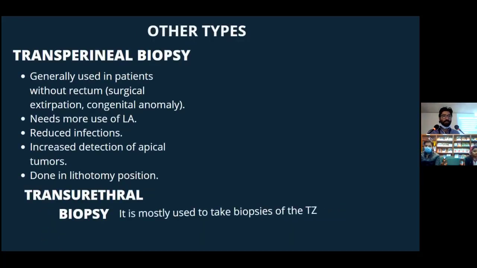The other types include the transperineal biopsy, used in patients without a rectum who underwent surgical extirpation, or who have a congenital anomaly. It requires more use of local anesthesia, but it has reduced risks of infection and increased detection of apical tumors, and it's done in the lithotomy position instead of the left lateral decubitus. Transurethral biopsies are mostly used to take the biopsy of the transition zone.